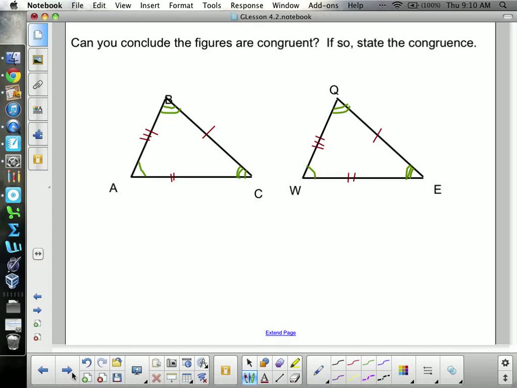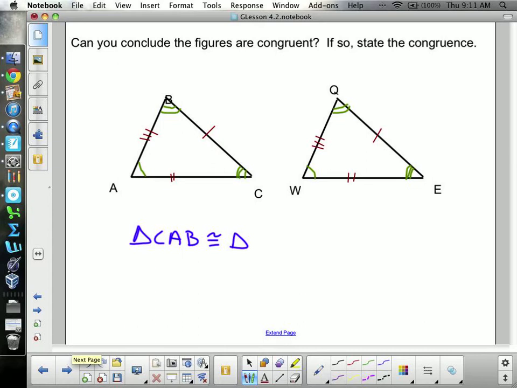I could go A, B, C. I could go B, A, C. I could go C, A, B if I want to spell the word cab, just to be fun. What order would you like to go in for that first one? Somebody make a decision. Cab. Okay. Is congruent to triangle. Now the second one is the one that has to correspond to the first one.